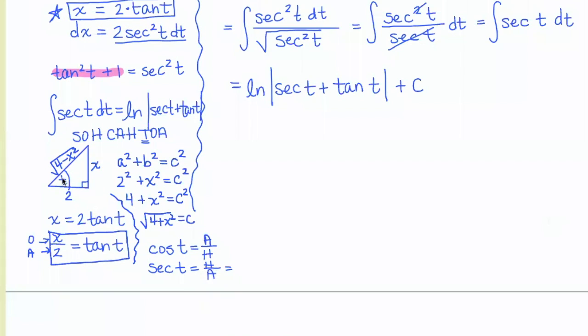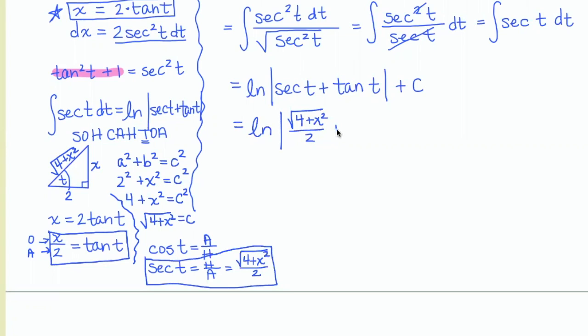So my secant value will be my hypotenuse, which I forgot to put my plus sign in there, square root of 4 plus x squared all over my adjacent side, which is 2. So I have the 2 pieces that I need in particular to substitute over here into my antiderivative. That substitution would be the next step. So I have natural log. Secant of t is the same as the square root of 4 plus x squared over 2 plus tangent of t is x over 2 and then plus c.